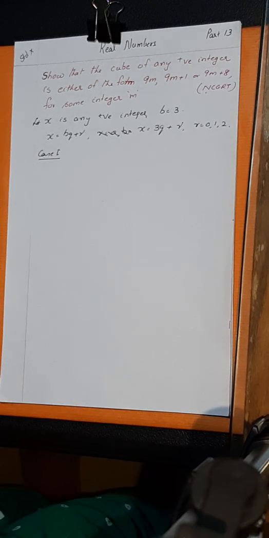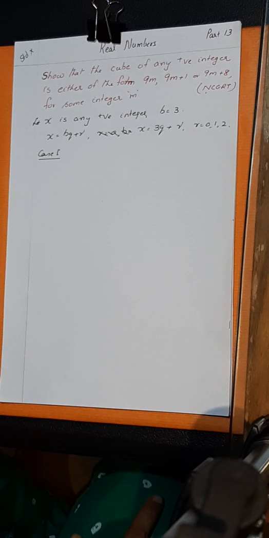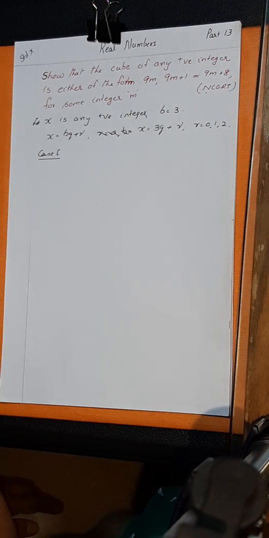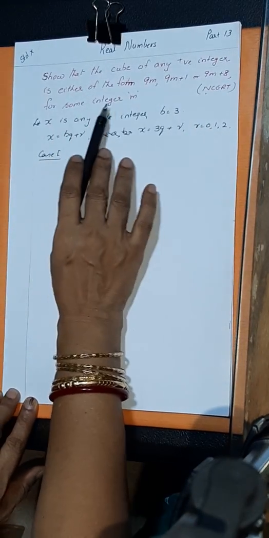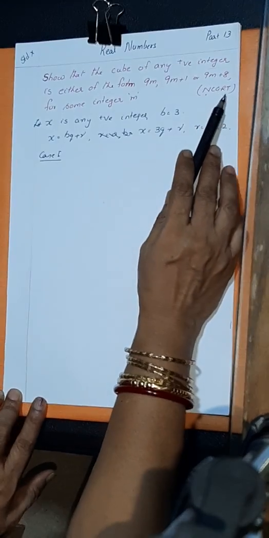The chapter is Real Numbers for Standard 10, and this is a continuation of our previous parts. This is part 13. Show that the cube of any positive integer is either of the form 9m, 9m plus 1 or 9m plus 8 for some integer m. This is an NCERT problem.